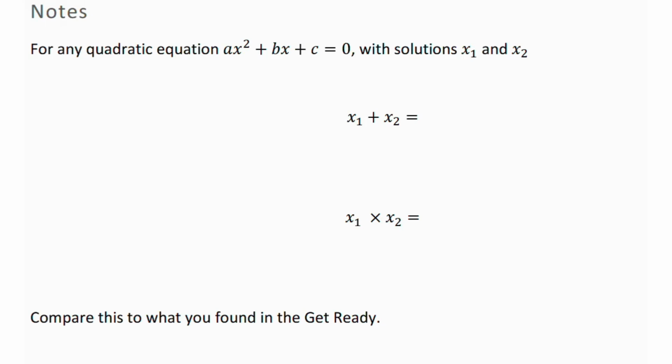For any quadratic equation ax squared plus bx plus c equals 0, where the solutions, the roots, are x1 and x2, x1 plus x2, the sum of the roots, is equal to minus b over a, and x1 times x2, the product of the roots, is equal to c over a. If you compare that back to what we saw in the get ready, that worked for each of those four things.